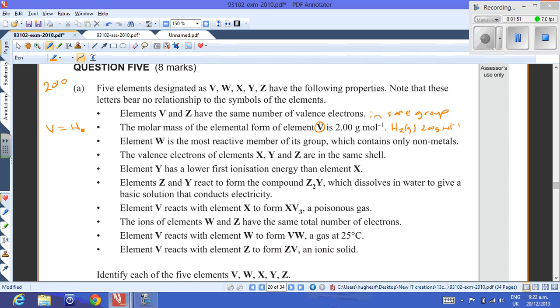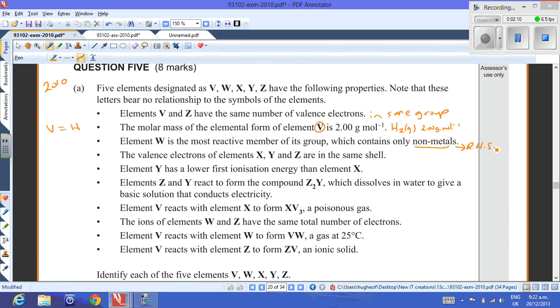Okay, element W is the most reactive member of its group, which contains only nonmetals. So nonmetals are going to be on the right-hand side of the periodic table. We know that much. What else can we say from that? Well, that's all for now, really. We need to read on and get a bit more information.